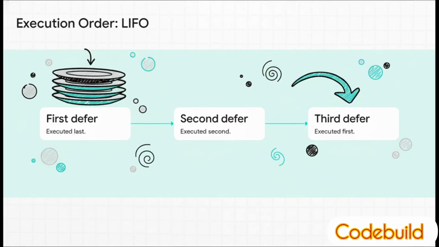So what happens if you have more than one defer? Well, they get executed in last in, first out order, or LIFO. The easiest way to think about this is like stacking plates. The last plate you put on the stack is the first one you take off. So looking at the slide, the third defer you add is the first one to run when the function returns, then the second, and finally, the first one you wrote. It's perfect for nested cleanup tasks.